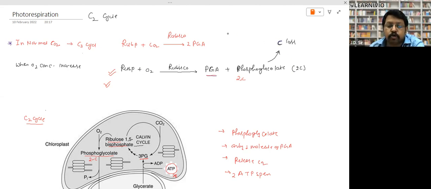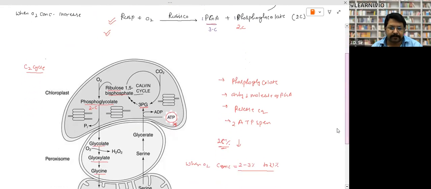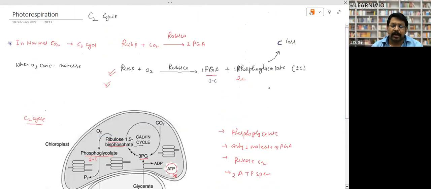So previously in the C3 cycle we discussed formation of 2 PGA takes place, right? These are 3 carbon compounds, but here formation of 2 PGA molecules is not taking place. One PGA molecule is formed and one phosphoglycolate is formed. PGA is a 3 carbon compound, but phosphoglycolate is a 2 carbon compound. What will happen? One carbon atom will be lost. That's why productivity reduces. So what happened with this phosphoglycolate? Try to understand. This is called the C2 cycle. Why? Because the first stable compound is phosphoglycolate, that you have to remember. And phosphoglycolate is 2 carbon.